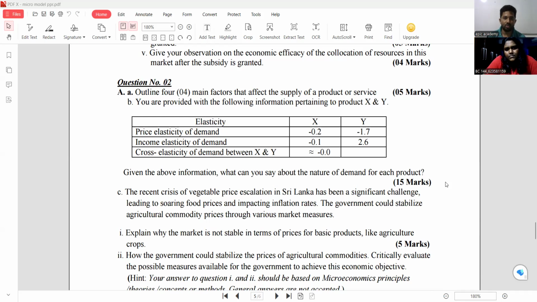And the cross elasticity also. There are 2 types of cross elasticity answer, a plus value and a minus value. According to the cross elasticity, you can identify this is a substitute commodity, this is a complementary commodity. According to the coefficient of the cross elasticity, you can identify the relationship between X and Y. These are substitute commodities. These are complementary commodities. So that is what we are going to do in here.